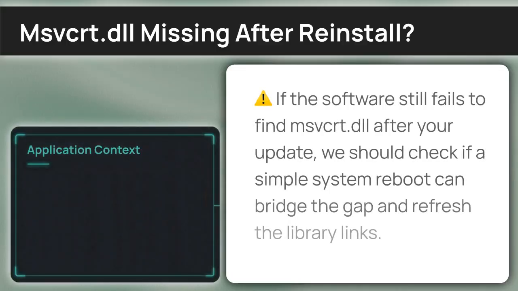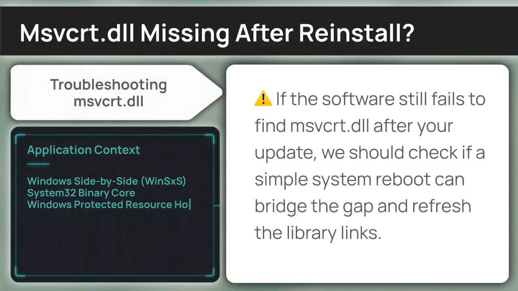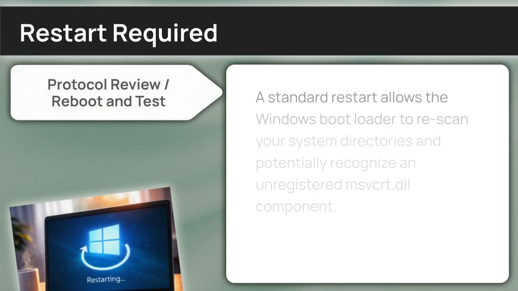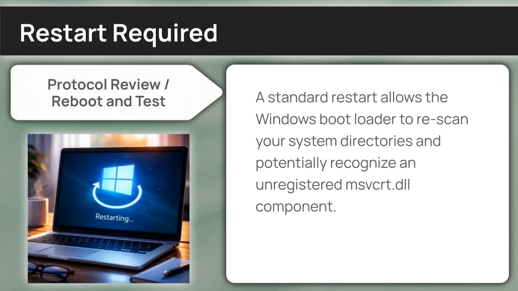When a fresh installer fails to clear the error, it typically points toward a deeper conflict within the Windows execution layer. A full system restart clears the temporary memory cache and allows Windows to attempt a fresh initialization of all required libraries, including the Msvcrt Microsoft C Runtime.